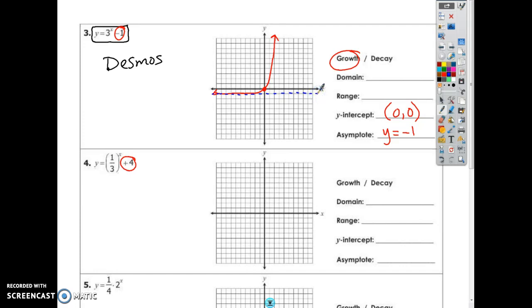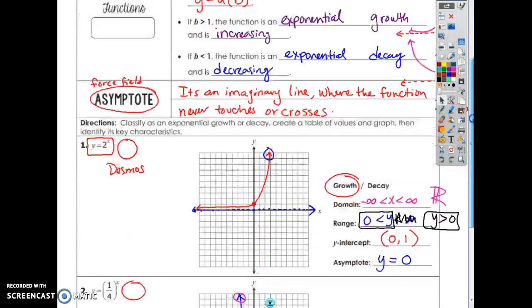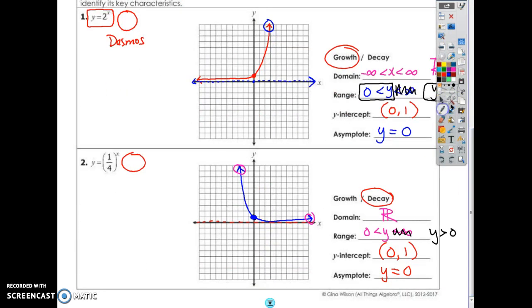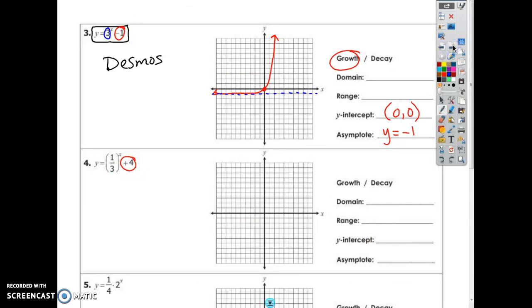Also, remember I told you that number inside the parentheses tells you if it's a growth or a decay. This one is a growth because it's bigger than 1. Problem 1 and 2, let's go back and look at them. Problem 1, that was bigger than 1. That's why it's a growth. And this number is smaller than 1. That's why it was a decay. Okay, so that number inside tells you if it's a growth or a decay. The number on the outside that they add or subtract, that's your asymptote.